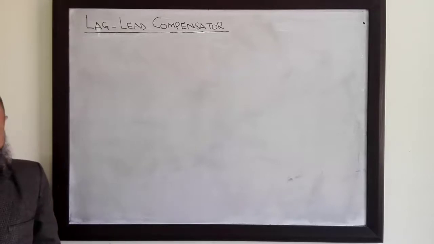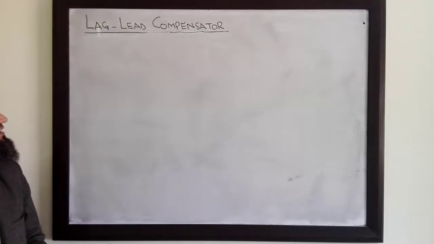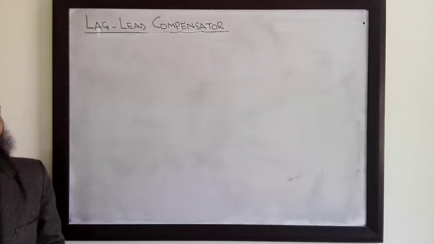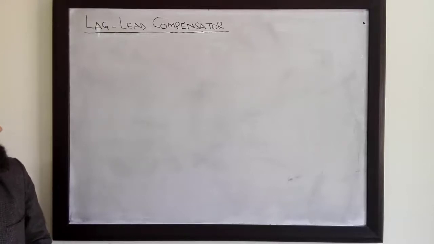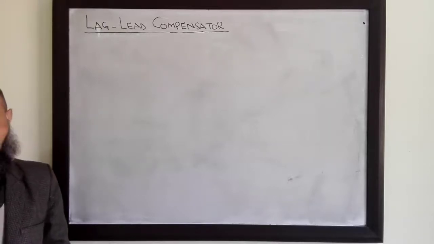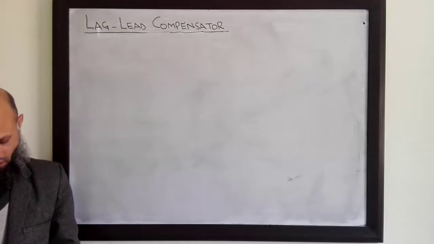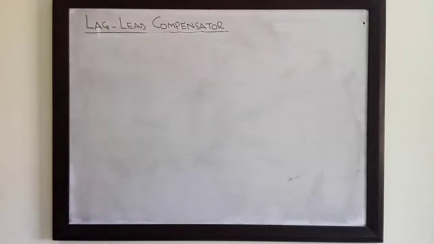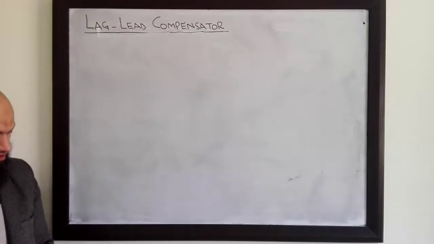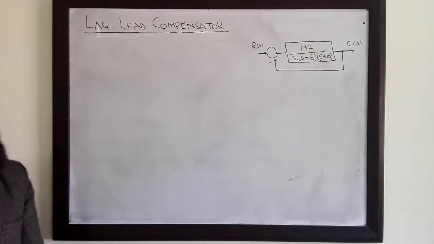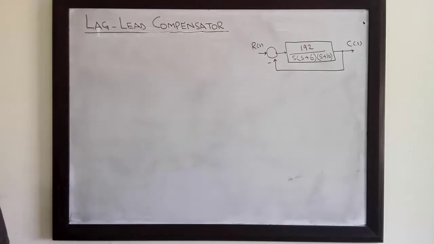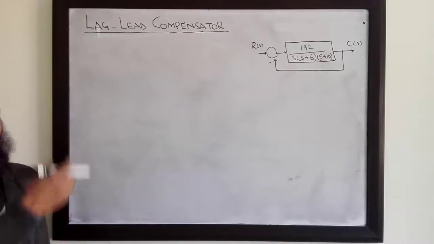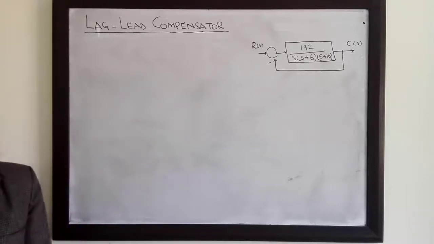And in today's lecture, we shall talk about design of lag lead compensator, which is utilized to improve both the transient characteristics and steady state characteristics. To understand it, we explain it with the help of one example. The system that we have is a unity feedback system, and for this particular system, without use of any compensator, we can determine its transient and steady state characteristics.